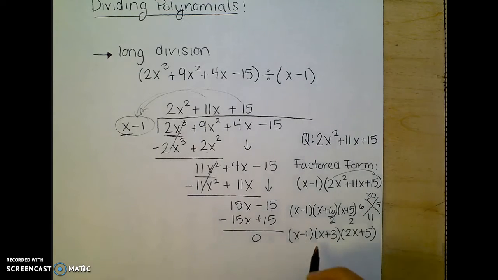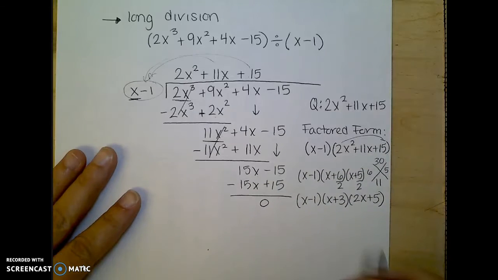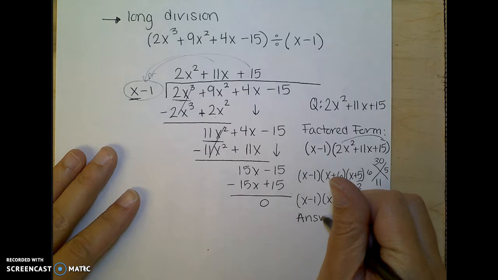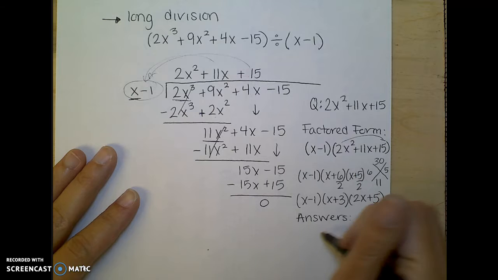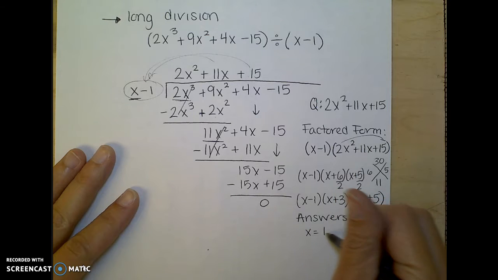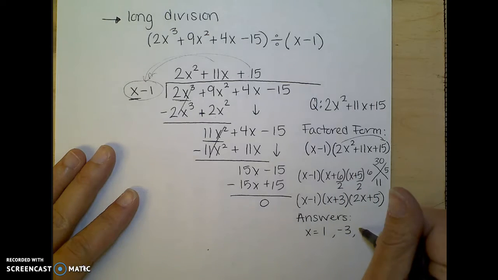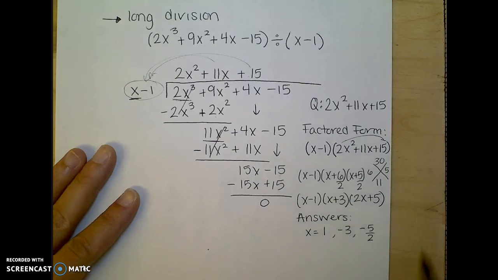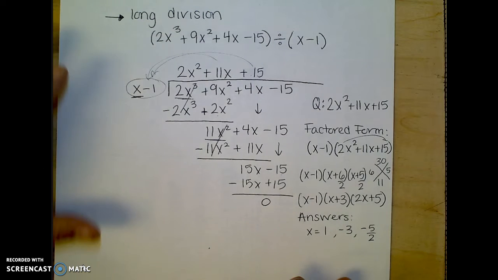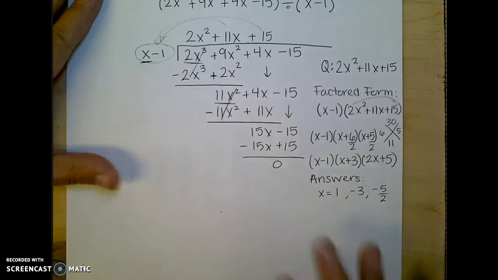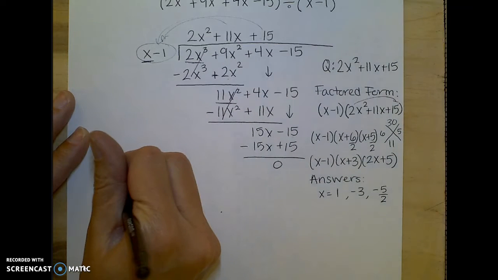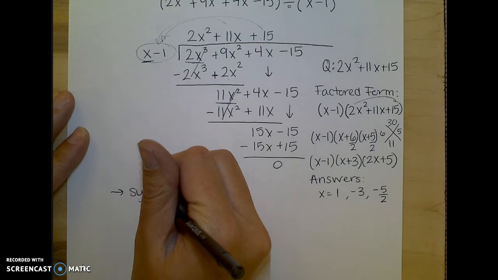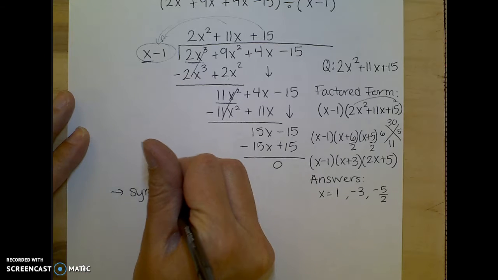Okay, which then, if I wanted to find my answers, or my solutions, I could do that too. X would be 1, negative 3, and negative 5 over 2. And then we know we could graph. We'll talk about that maybe in a second. So now I want to show you how I can do the same thing using synthetic division.